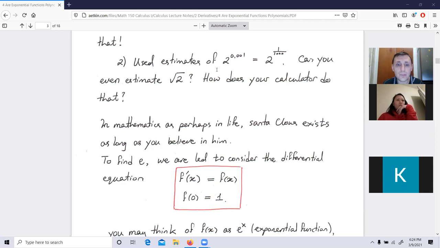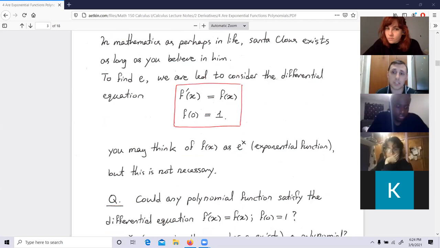So my first question is, of course, could it be a polynomial? Could such a function be a polynomial? Remind me, guys, what am I asking in my question? Could such a function do what? Or be what?